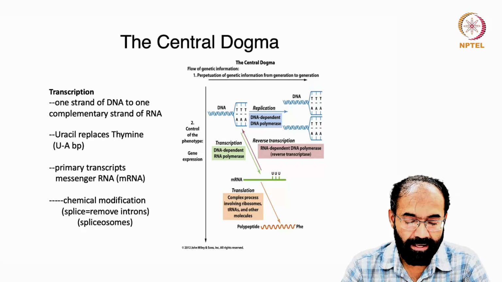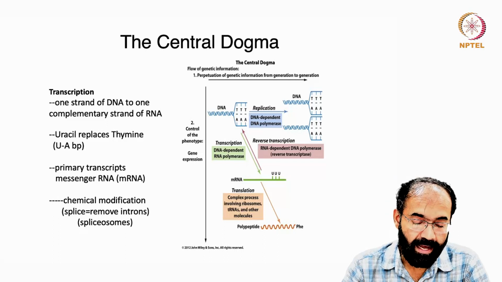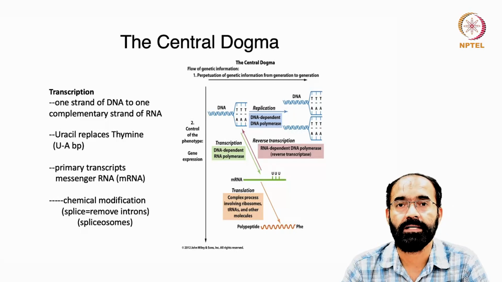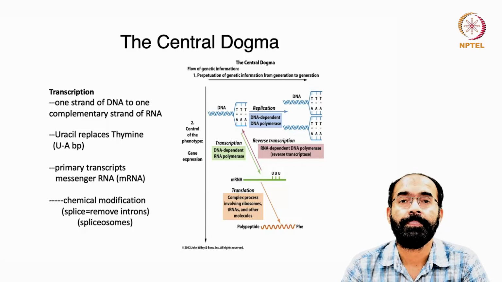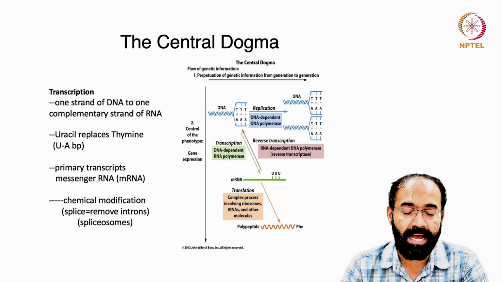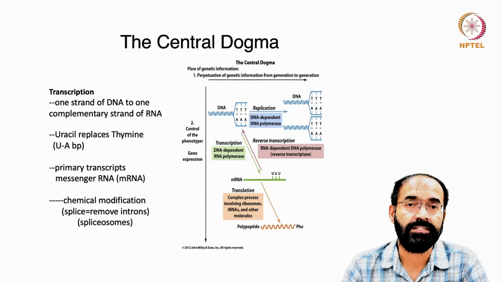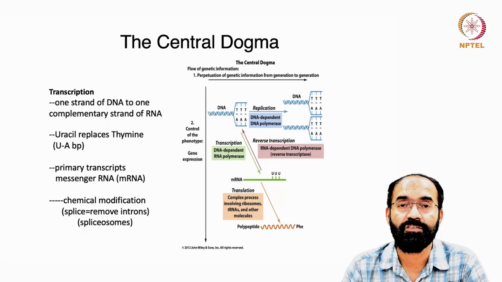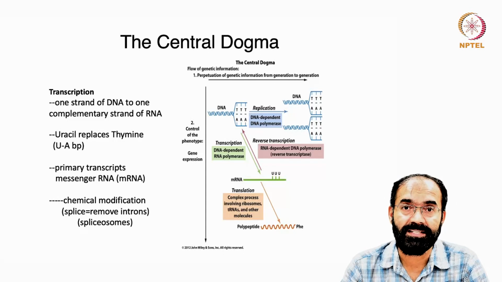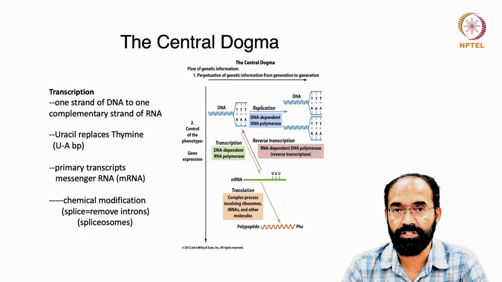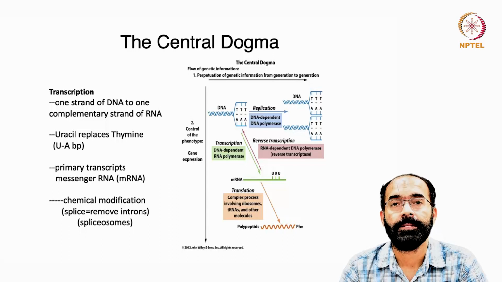And this gives rise to the primary transcript, and we call it messenger RNA. This RNA has to undergo some chemical modification depending upon the organism. Some processes are called 5' capping and 3' polyadenylation, and then sometimes if a eukaryote has interspersing regions such as introns, they have to be removed, a process called mRNA splicing, and this is helped by structures called the spliceosome, without which you will not be able to make a mature mRNA.